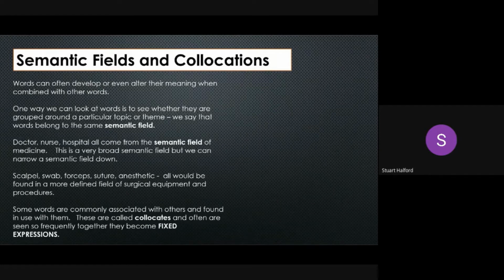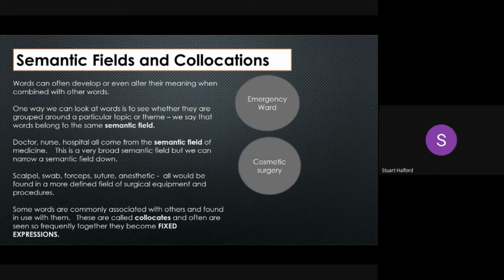And sometimes we find that words are commonly associated with another word, and are often found side by side and in common use with them. And these are called collocates, and often seen so frequently they become kind of fixed expressions. So emergency ward, cosmetic surgery, waiting room. These are examples of collocations.